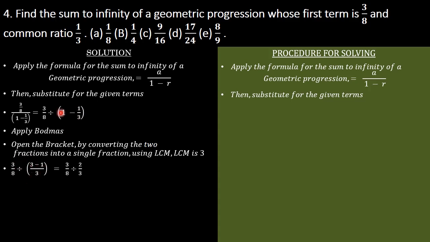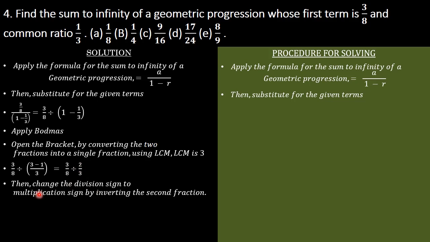That is 1 divided by 3 multiplied by 1. We have 3 minus 3 divided by 3 multiplied by 1. We have minus 1 over 3, which equals 3 over 8 divided by 3 minus 2. We have 2 over 3. Then change the division sign to multiplication sign by inverting the second fraction. We now have 3 over 8 multiplied by 3 over 2.